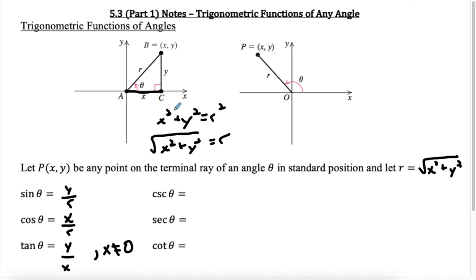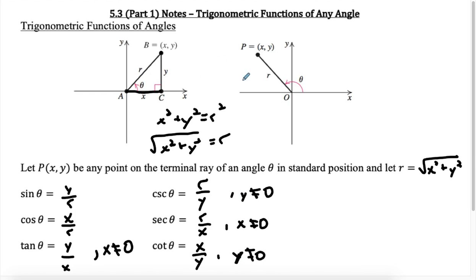So now our other three trig functions are just the reciprocals of these. Since sine is the y coordinate over r, the cosecant is r over y. And again, we would specify that the y coordinate cannot be 0 here. Secant would be r over x. We would specify x cannot equal 0. And then cotangent would be x over y. And we would specify that y cannot equal 0.